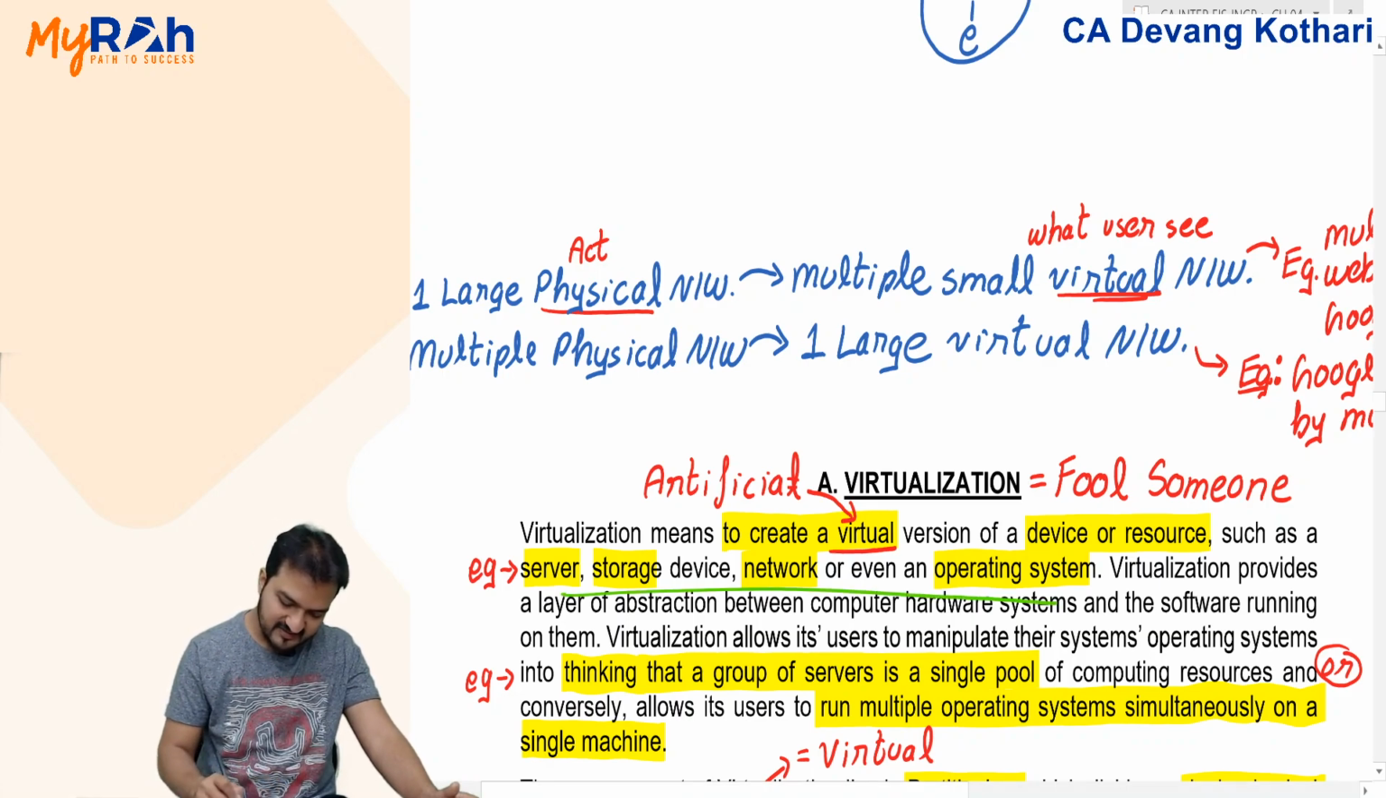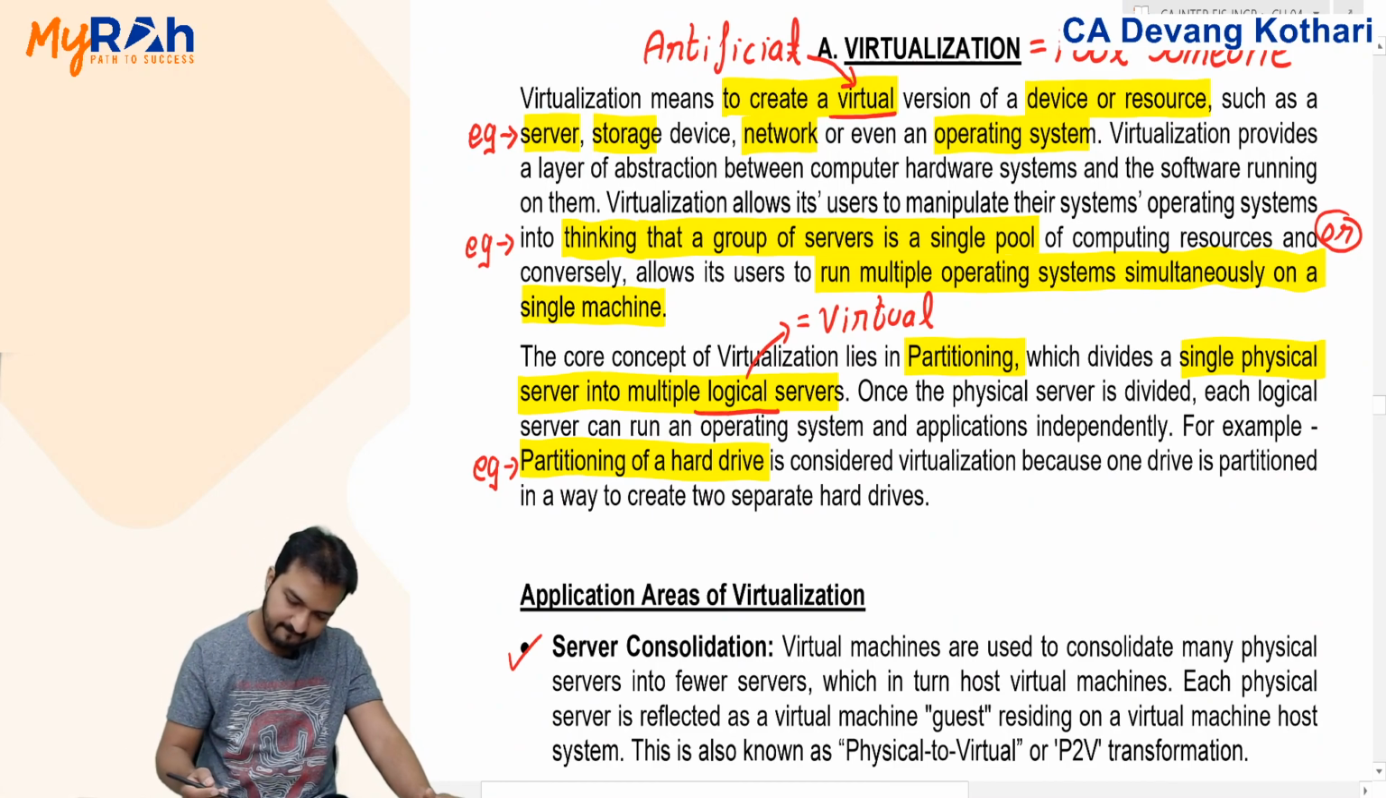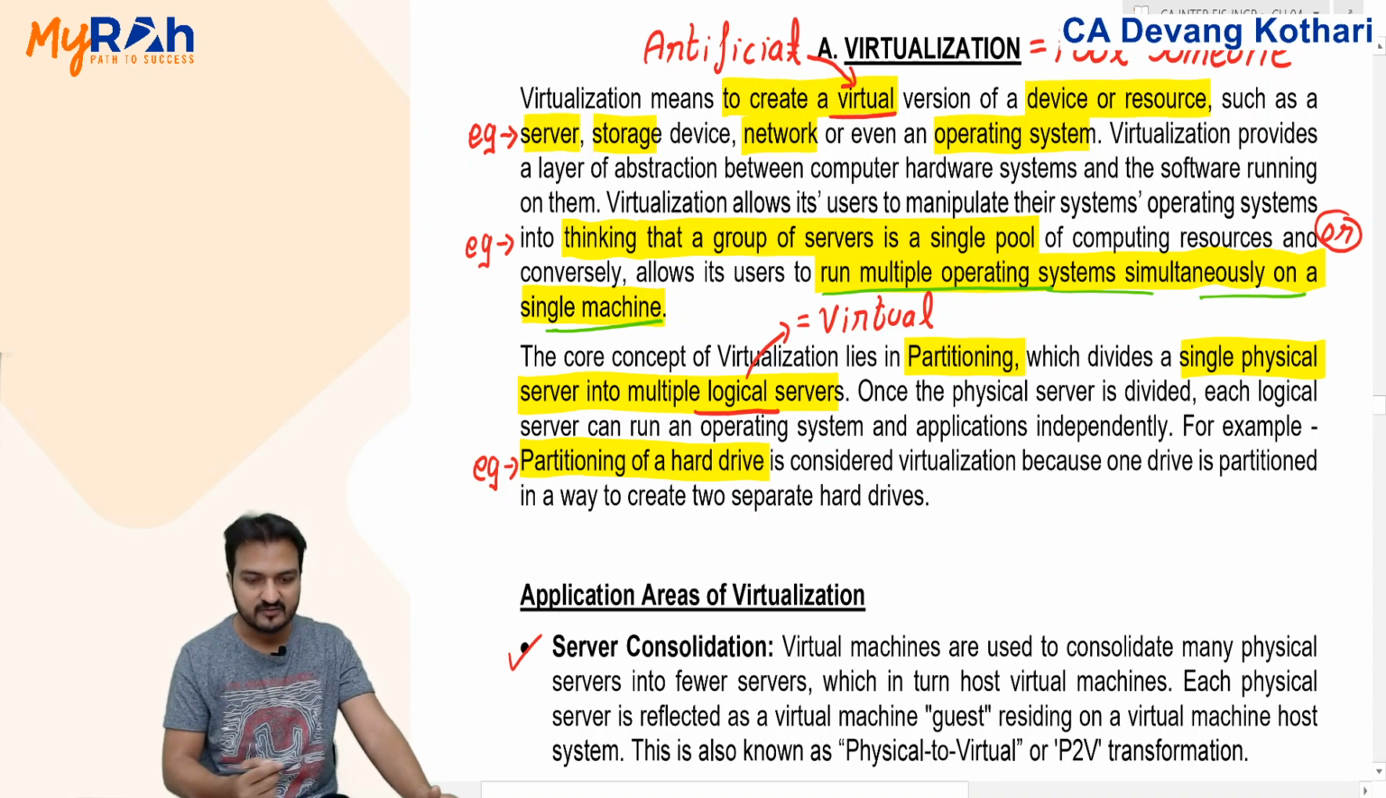So these were certain examples of virtualization. Further, virtualization allows its users to manipulate the system's operating system into thinking that a group of servers is a single pool, or you can run multiple operating systems simultaneously on a single machine. That is what we discussed.